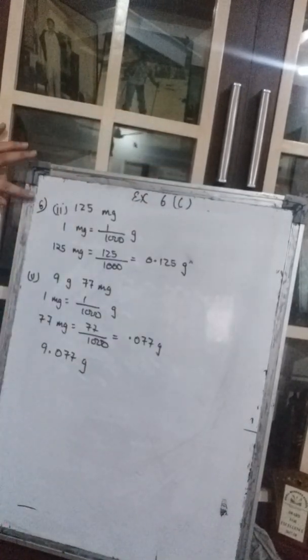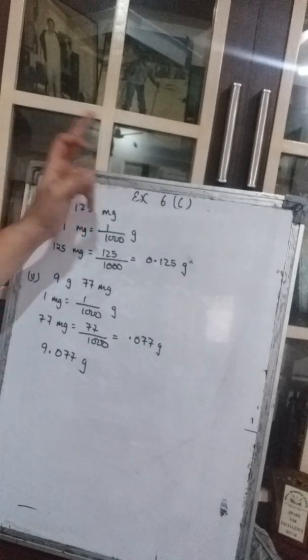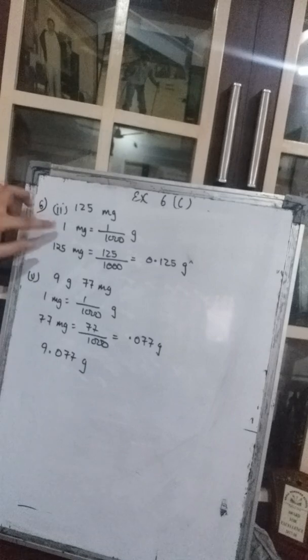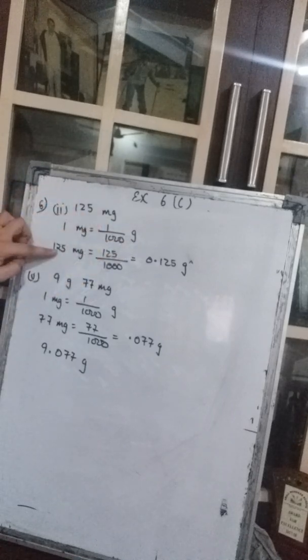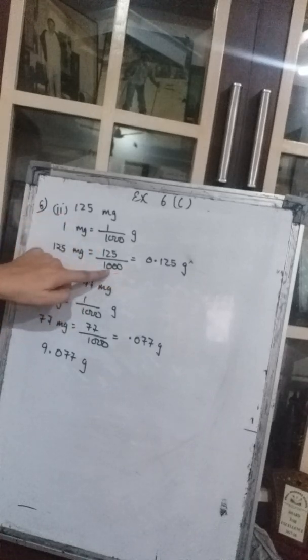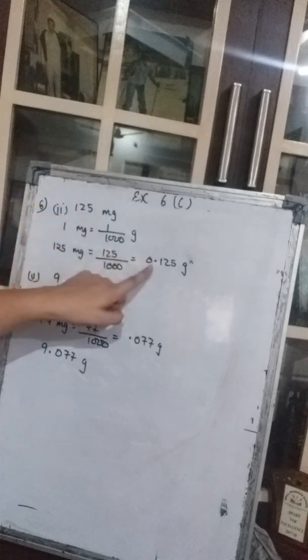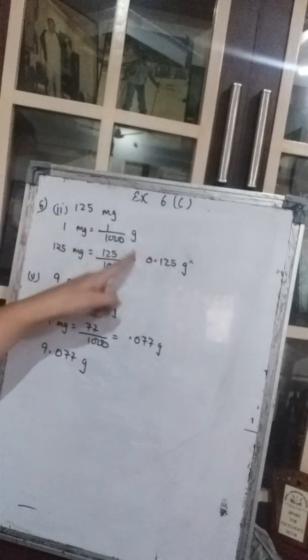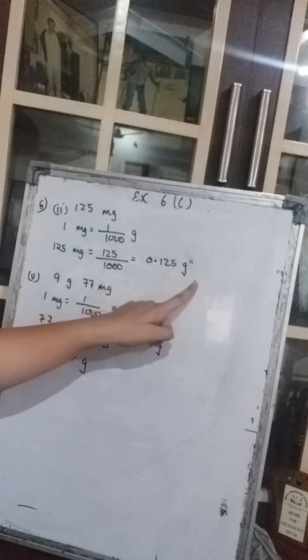Now we come to the 6th question. We'll do the second part. It says that we have to express as grams using the decimals. This is in milligram. We have to convert it into gram, the bigger unit. 1 milligram is equal to 1 upon 1000 gram. So 125 milligram will be equal to 125 upon 1000. Count the number of zeros, 3. Number of digits, 3. So no need to add 0. It will be 0.125, and we will put 0 here for the completion. So it will be 0.125 gram.